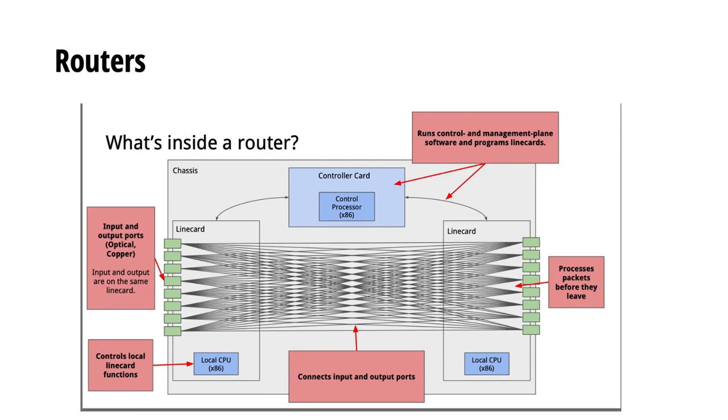So there's control plane versus data plane, and there's fast path versus slow path. The slow path typically runs on the control processor. This gets confusing sometimes for people. Anyone want me to repeat that?